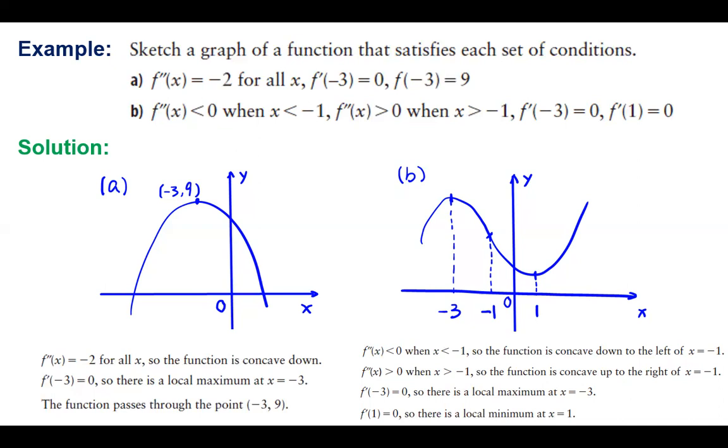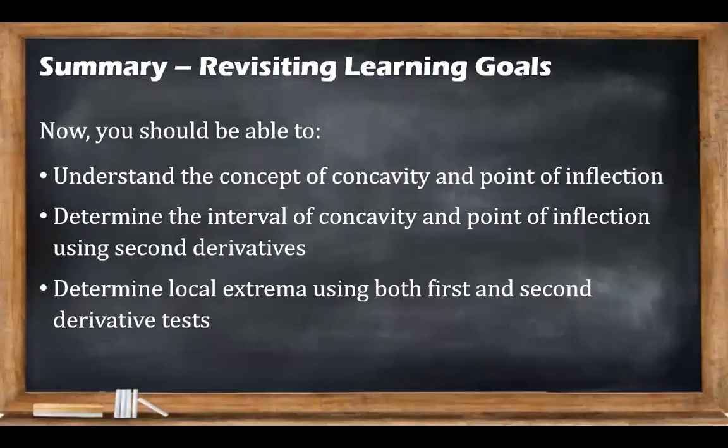Okay, if you don't have any questions, let's make a summary of today's lesson. So today we have learned the concept of concavity and point of inflection, and also the first derivative and second derivative tests. So now you should be able to first understand the concept of concavity and point of inflection. Then determine the interval of concavity and point of inflection using the second derivative. And last, determine local extrema using both first and second derivative tests.